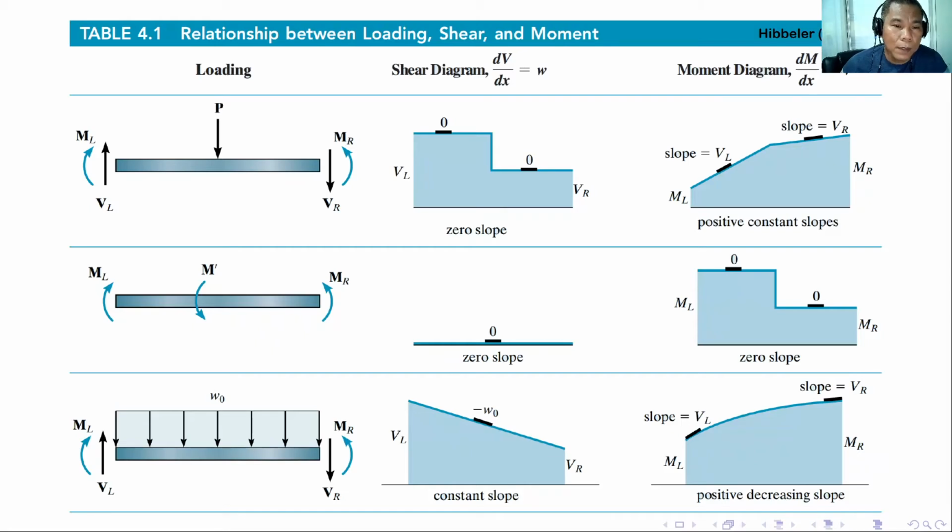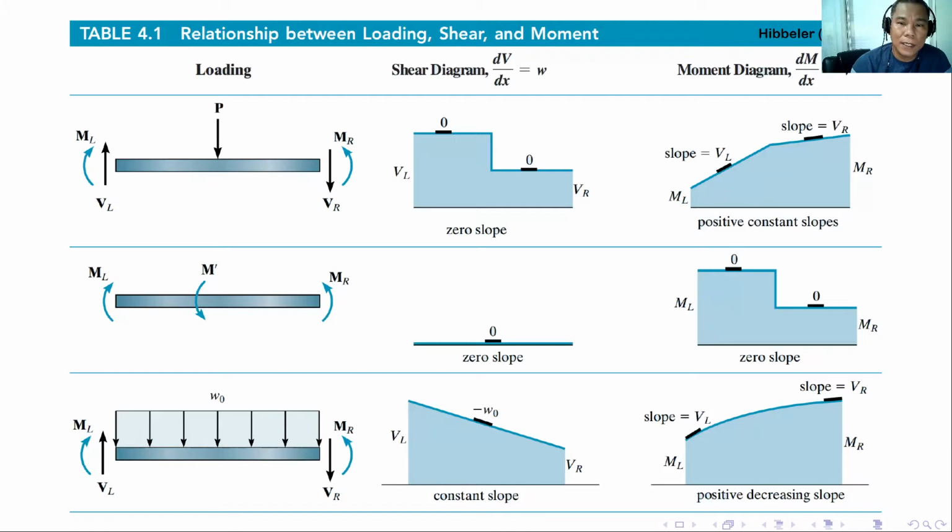To give you some insights on the relationships between loading, shear, and moment, it would be much better if you see it visually. Here are some of the types that Hibbeler presented in Table 4.1 of his book. The first column is about the loading, the second is the shear diagram, and the third one is the moment diagram. So for the first type of beam with the loading P, you have a load P, a shear on the left VL and shear on the right VR, and the moment ML on the left and MR on the right.